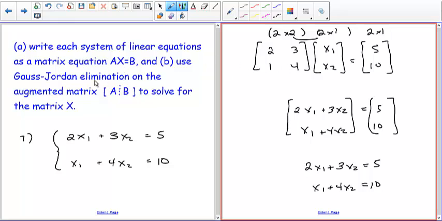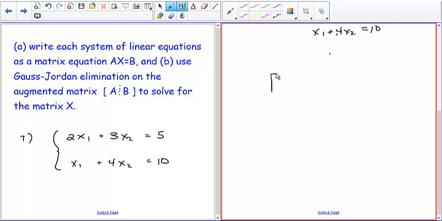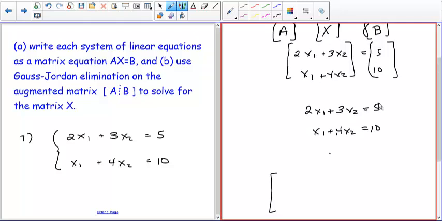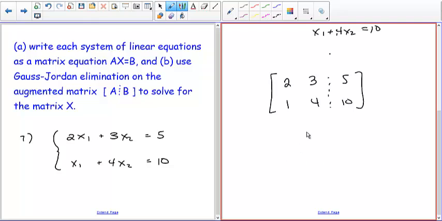Now it says use Gauss-Jordan elimination on the augmented matrix to solve. So the augmented matrix is this matrix A. This is my matrix A. This is my variable matrix, and this is my right-hand side matrix. So what they're saying is that my augmented matrix is my coefficient matrix, which is 2, 3, 1, 4, augmented with the B matrix, which is 5, 10. Okay. Now that we have the augmented matrix, we're going to solve it.